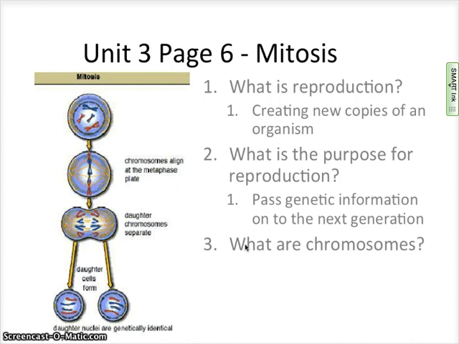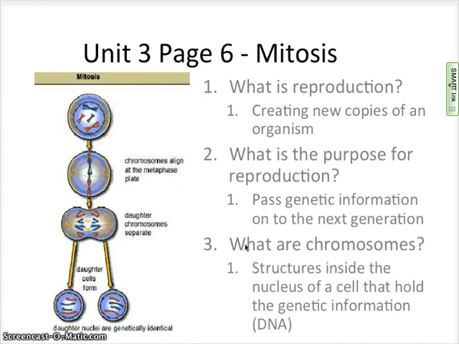Number 3, what are chromosomes? Chromosomes exist inside the nucleus of a cell. These are where all of the genetic information, or the DNA, which is a nucleic acid, is stored for each cell in that organism. Remember that DNA are the instructions to determine what that organism does.